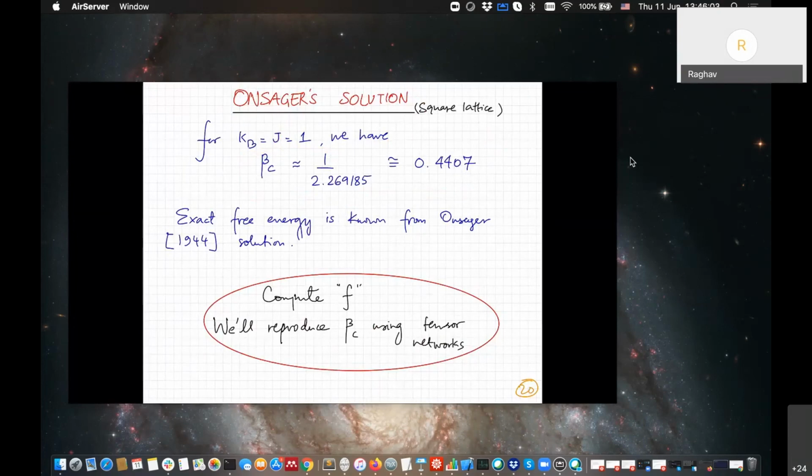The exact free energy is known. So when we compute the free energy using the tensor networks, we can check that we are doing it correctly. So we'll compute F, and then we'll reproduce it at the critical inverse temperature using tensor networks. So that is our goal for the moment.